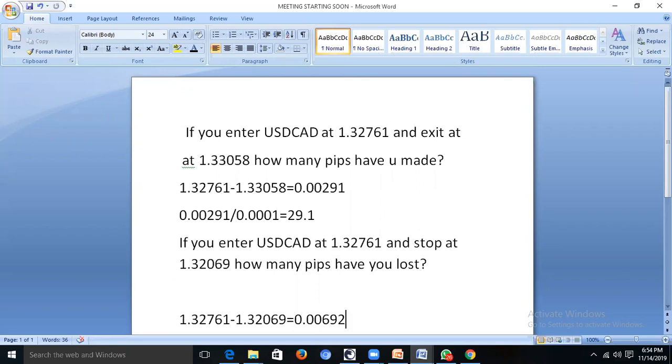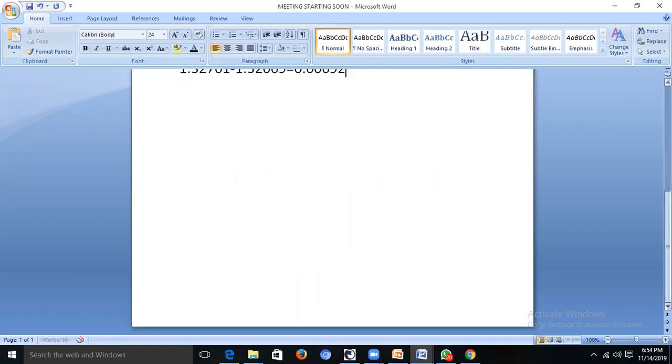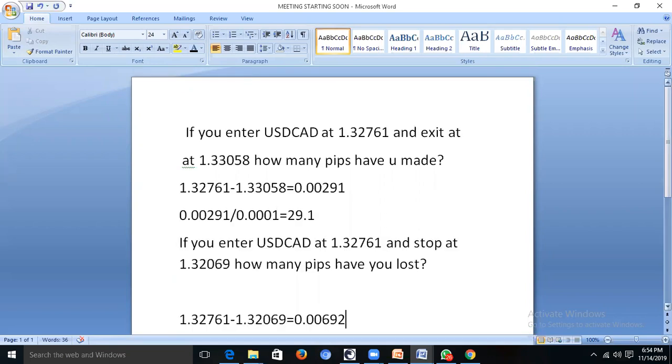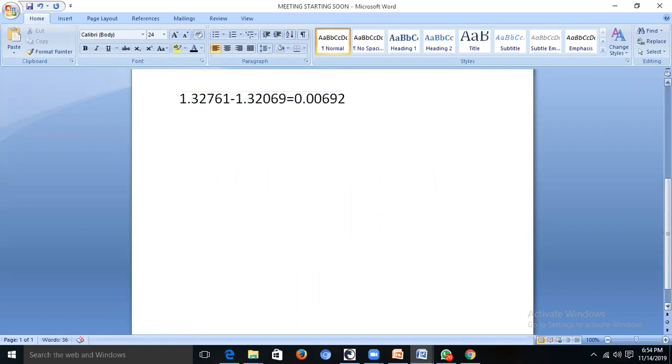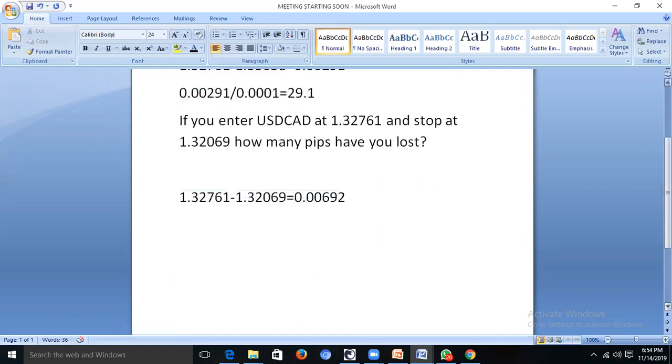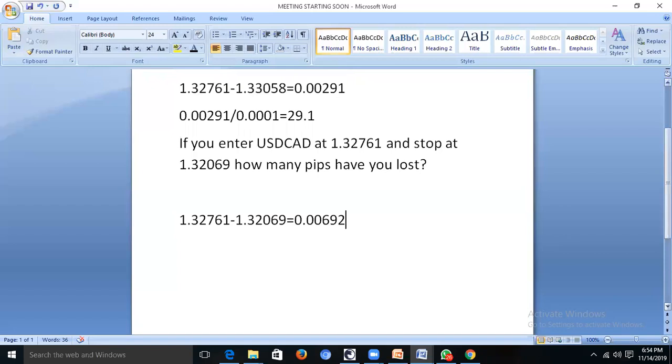class, what is the pip? Who can tell me how many pips we have here? Let me know if we are following. Kate, according to what we are seeing, how many pips is this that you are seeing? The pip is supposed to be the fourth decimal number. You can type. Who can answer this question with what you have seen so far? How many pips? Oh, good, 69 pips. Good answer, 69 pips. So for this, we have lost 69 pips.